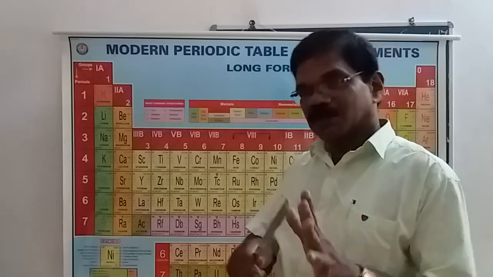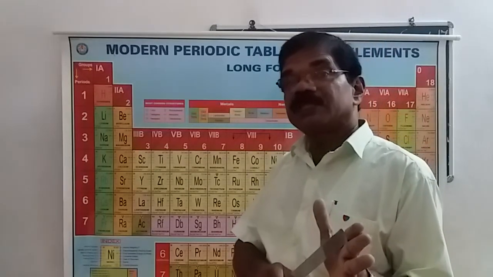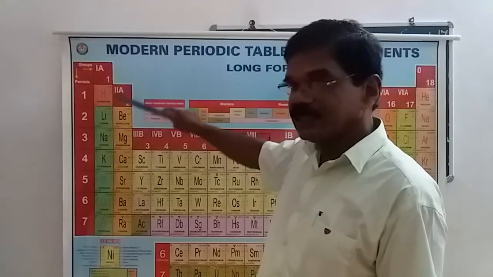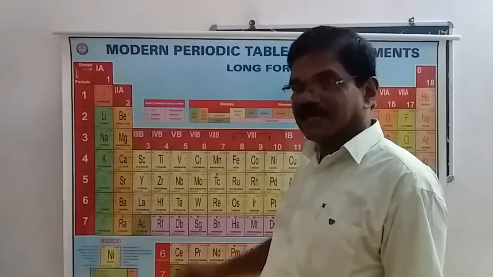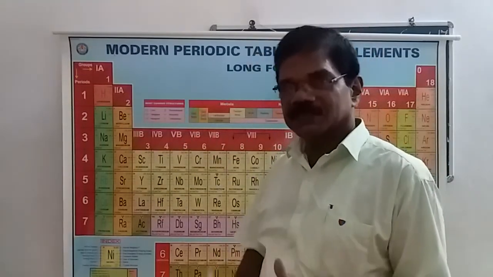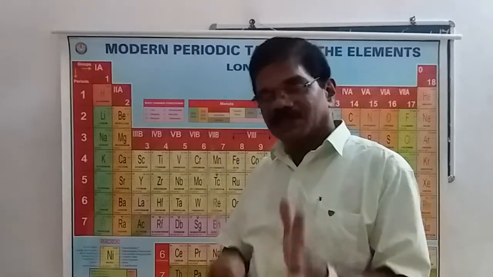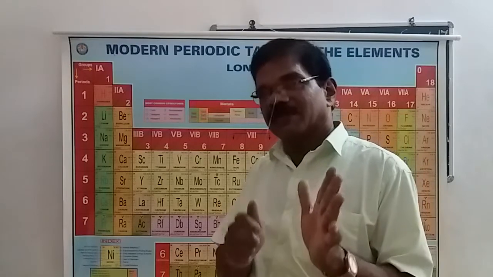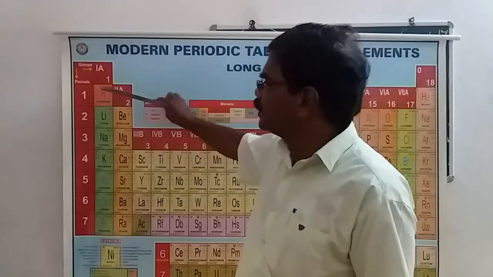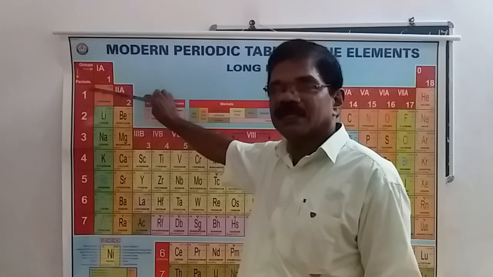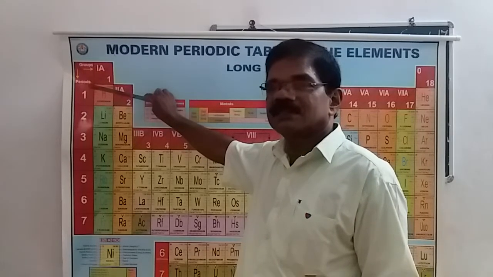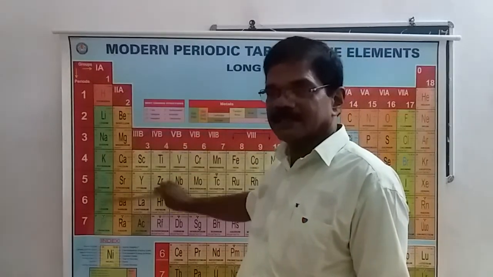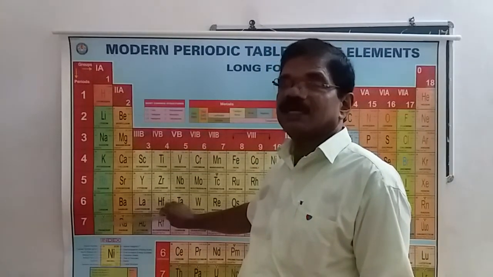This is also known as electropositivity. In the case of metals, electropositivity increases from top to bottom. Metallic character is electropositivity. That means when an atom loses an electron, it gains a positive charge, and the tendency to give electrons is known as electropositivity. So we came to a conclusion: in a group, from top to bottom, metallic character increases because the size of the atom increases.